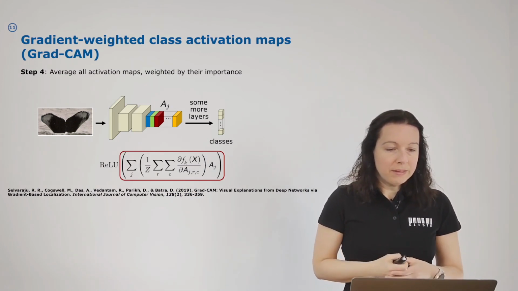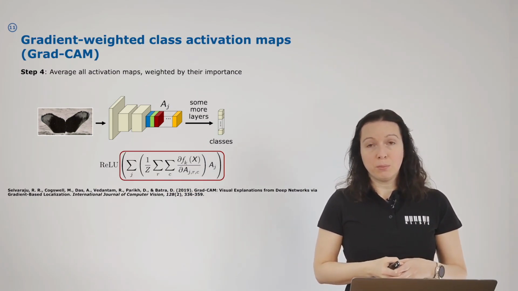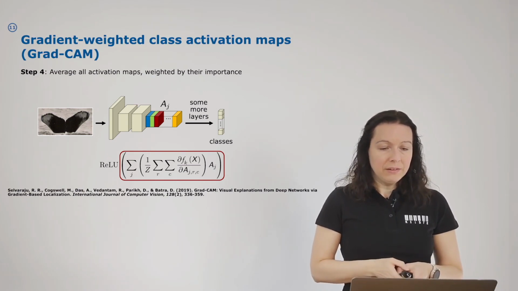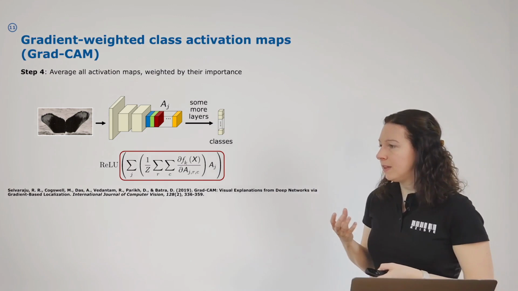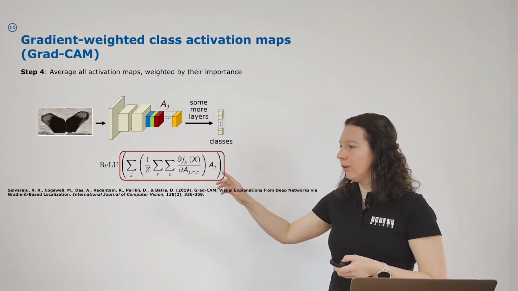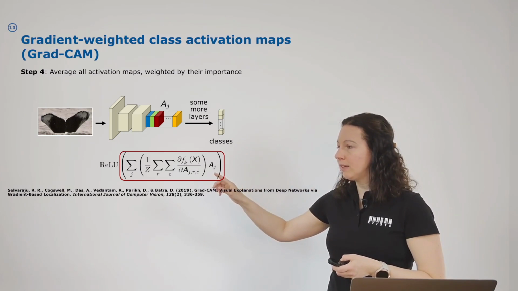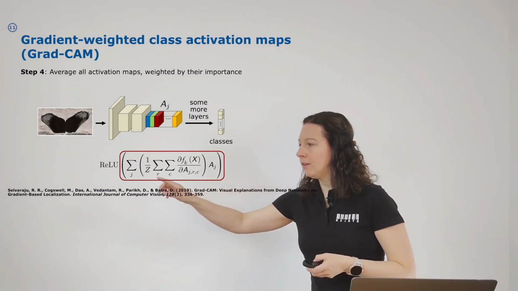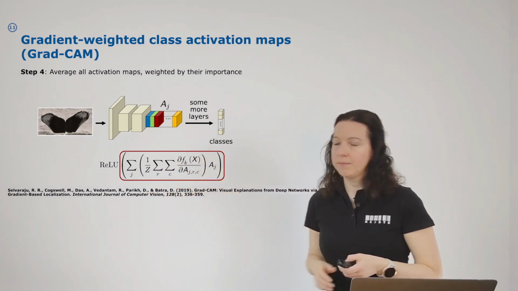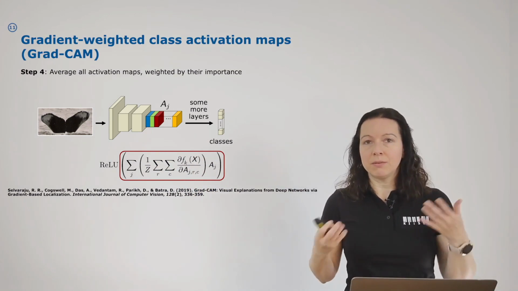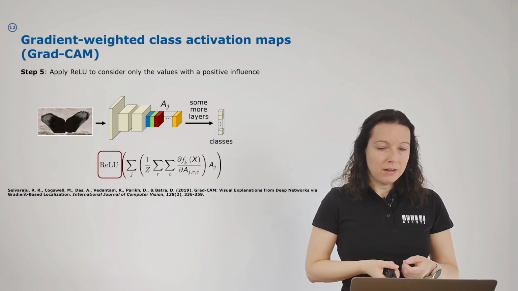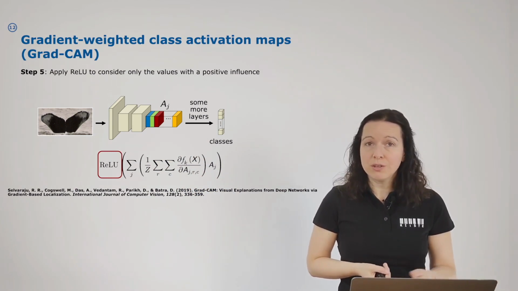And step 4 is you average all activation maps weighted by their importance. And so what you actually can imagine here is, or you saw this equation more or less before. So what you have here, these activation maps, and then you have this is the weight. And so you have a weighted average of your activation maps. And then there's one crucial part, the ReLU function.